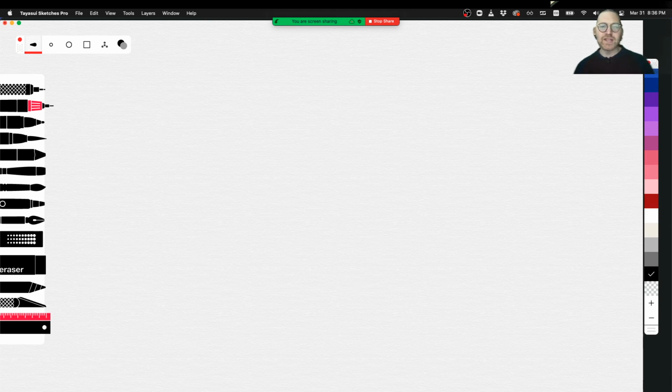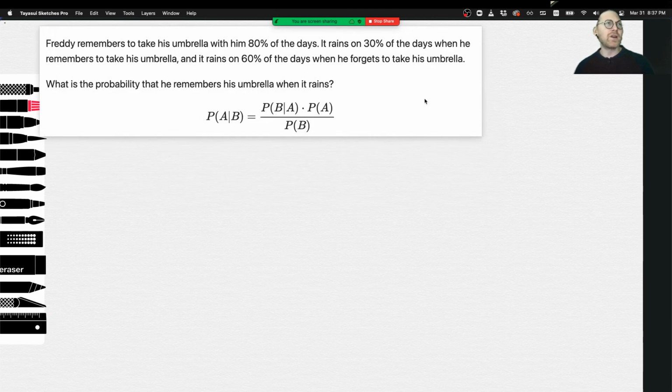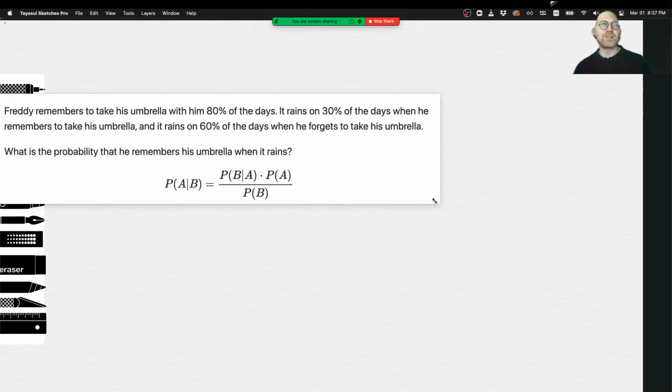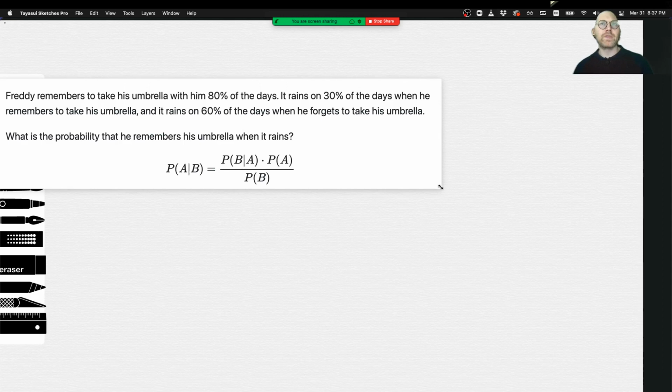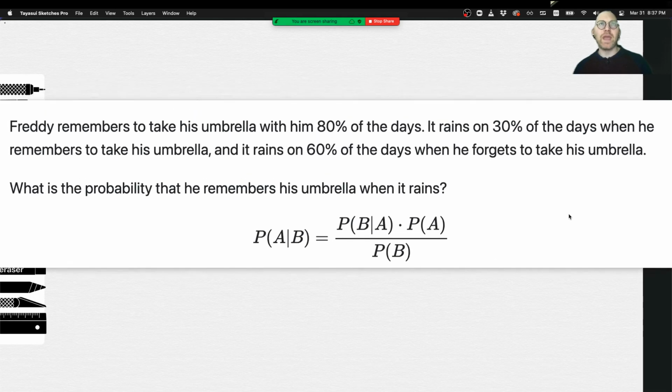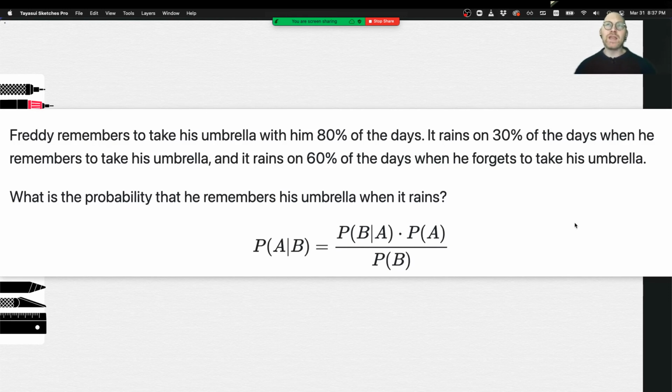This is going to seem sort of like a brain teaser, and I really like these kinds of problems because they're kind of imaginary and weird. So Freddie remembers to take his umbrella with him 80% of the days. It rains on 30% of the days when he remembers to take his umbrella, and it rains on 60% of the days when he forgets to take his umbrella. What is the probability that he remembers his umbrella when it rains?